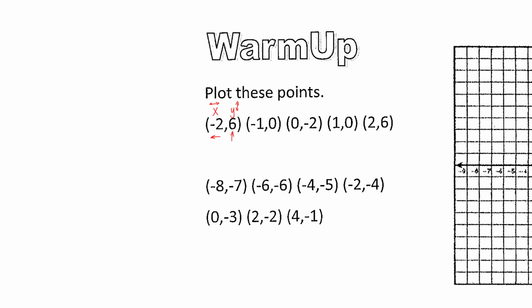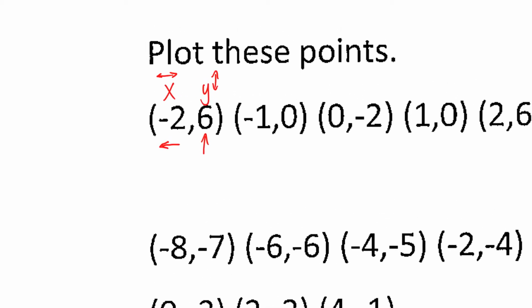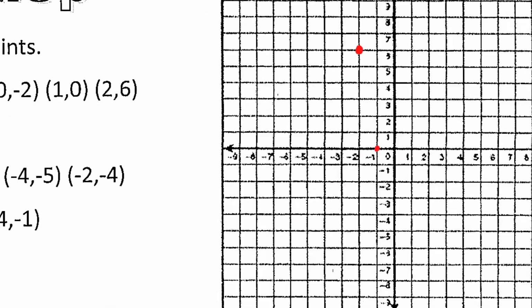All right. So negative 1, 0. What am I going to do with negative 1, 0? We'll go 1 left. And then what's going to happen with that 0? That means you don't move up or down at all. So the only thing I'm doing here is moving 1 to the left. So move 1 to the left, and then there's that point.